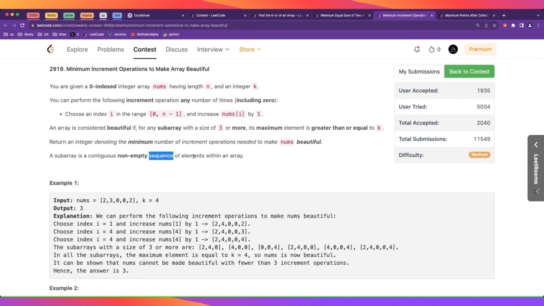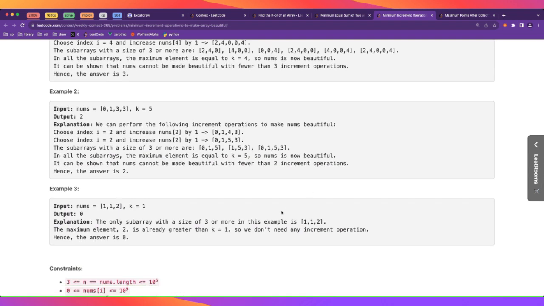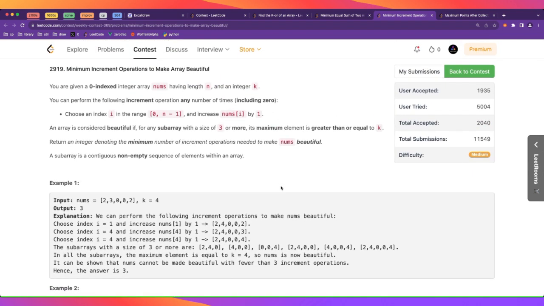So yeah, the first observation here, we only care if a number is greater than or equal to k. So already, if a number is greater than k, it doesn't matter, right? So we are not going to increment that number, and it's already greater than or equal to k. So in a sense, we can think of the array in binary, because we have the elements that are greater than or equal to k and the elements that are not.